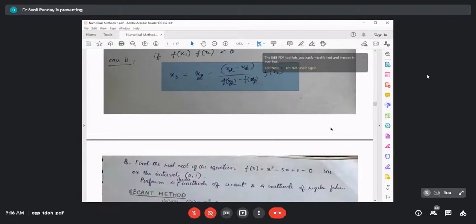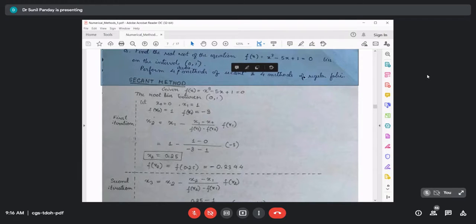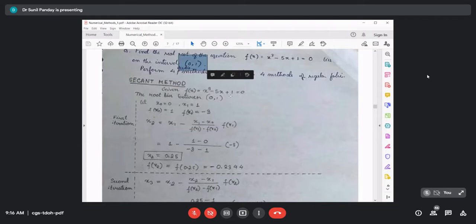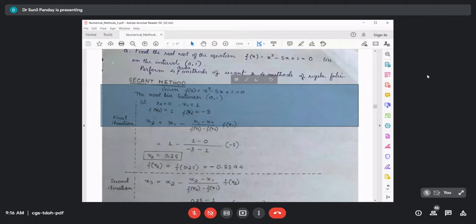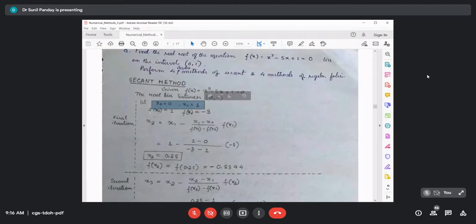Accordingly our method changes. So here we perform four iterations of the secant and regular falsi methods on the function f of x equals x cube minus 5x plus 1 equals 0. Because we have to find the root in the interval 0 to 1, it is already provided here: x naught is 0 and x1 is 1. Then we have calculated the f values: f of x naught is 1 and f of x1 is minus 3.